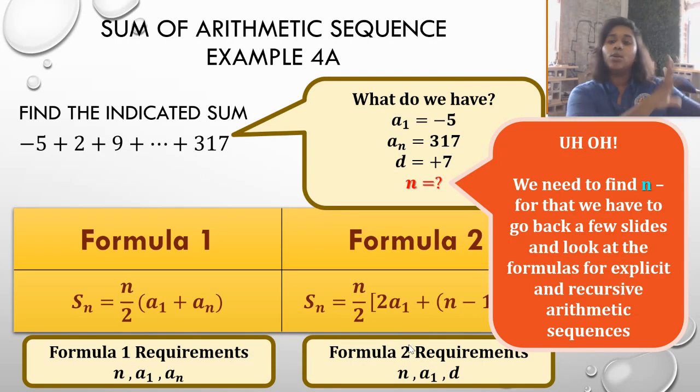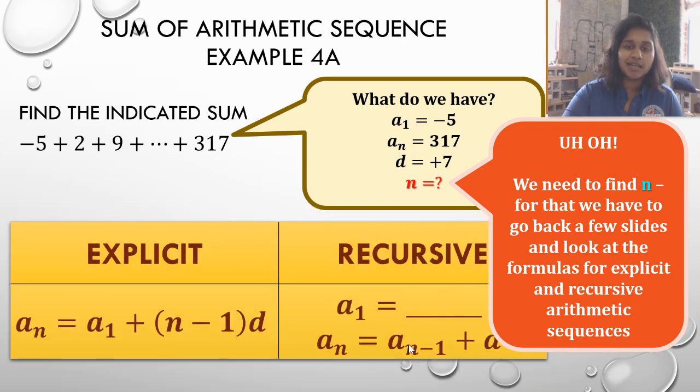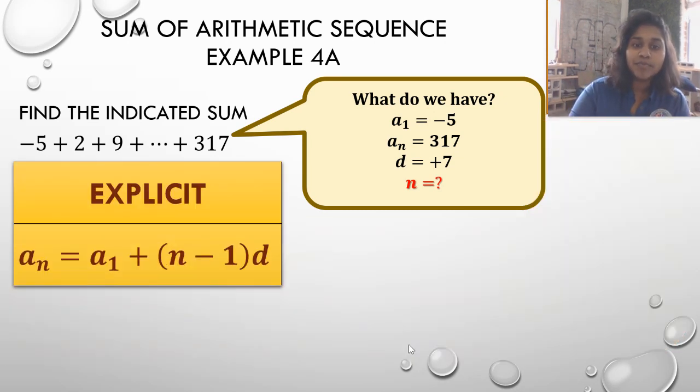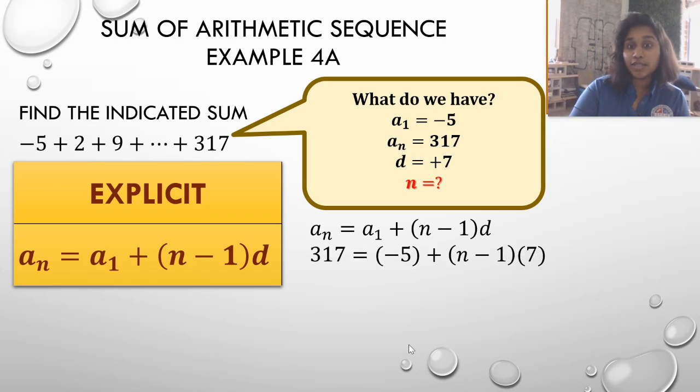We're going to have to technically go back a few slides to look at the formulas for explicit and recursive arithmetic sequences, or you can just wait for the next slide because I'm going to pull it up right there. We don't need recursive because I don't want to sit there and figure out each and every single one. What I want is explicit. Because I know 317, the last term in the sequence, I can figure out the n value for that last term by plugging it into the explicit formula. So let's go ahead and do that. Taking that explicit formula, I plug in for 317.